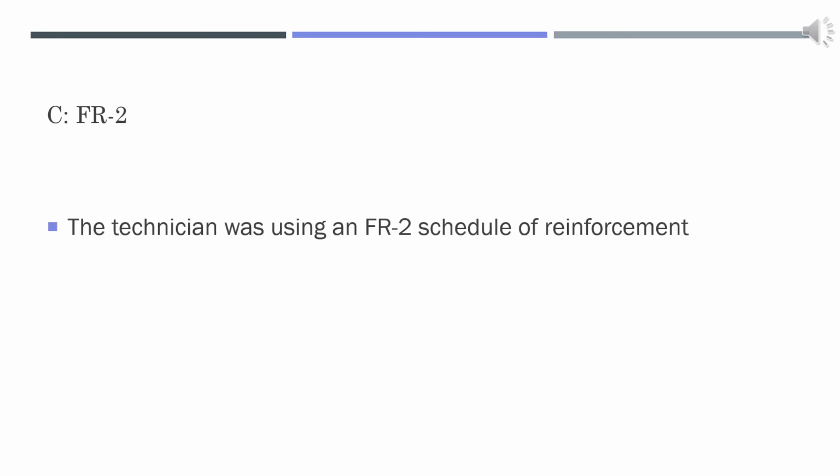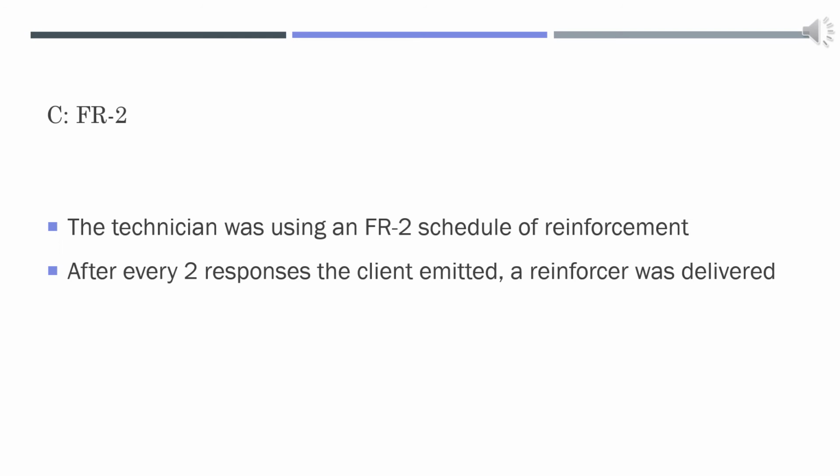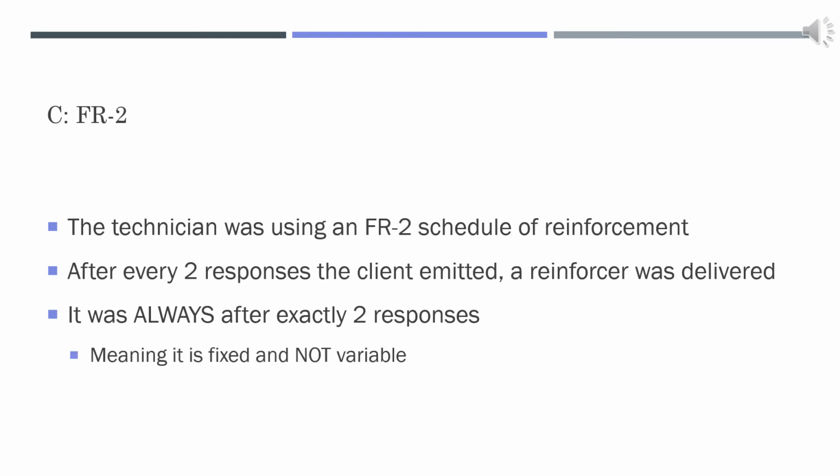The correct answer is C, an FR2 schedule. The technician in the previous video was using an FR2 schedule of reinforcement. After every 2 responses the client emitted, a reinforcer was delivered. It was always after every 2 responses, which means that it was a fixed ratio schedule and not a variable ratio schedule.